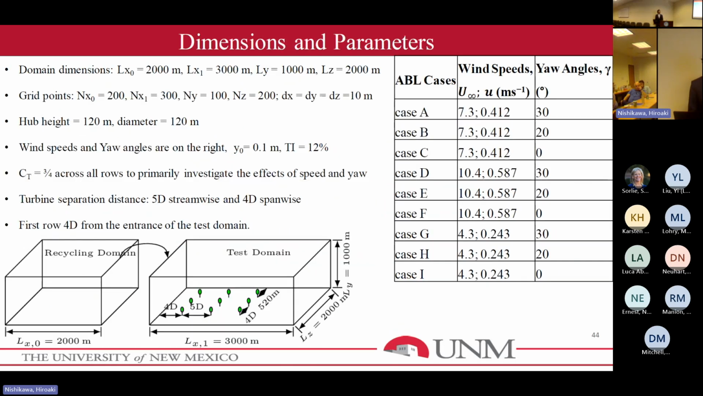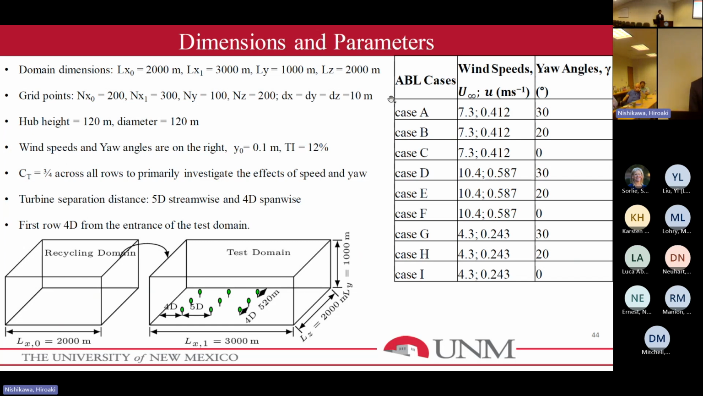So these are the dimensions and the parameters. One thing to notice here is that for all the cases, we use the same turbulent intensity and the same thrust coefficient. Usually what happens in the real world is that they increase the thrust coefficient for the downstream turbines since the downstream turbine gets a low velocity.